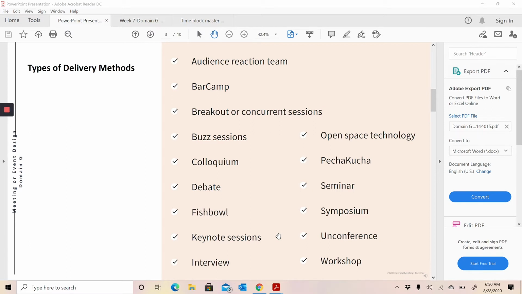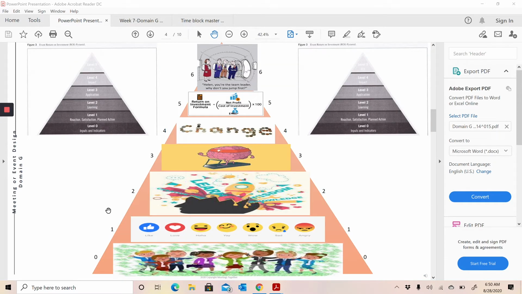So try to come up with little fun things so you know the difference between a symposium and a seminar and a workshop, things like that. So make sure you know all your key term definitions for that.